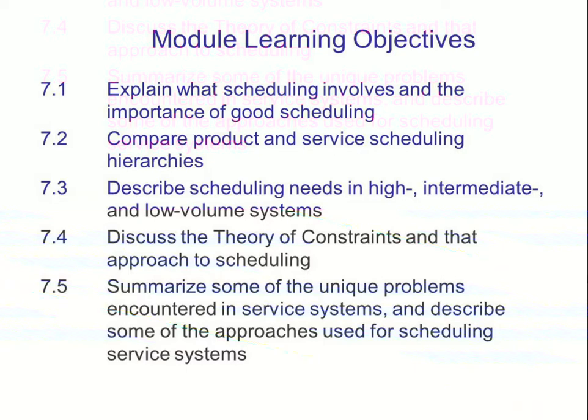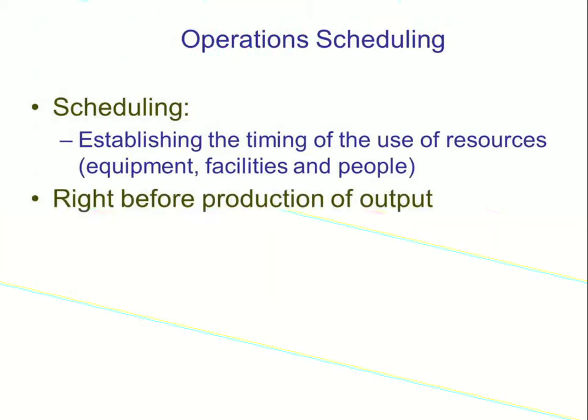So we'll start out with the manufacturing side and looking at some of the key issues, whether it's a high volume operation, intermediate, or low volume operation. And then we'll throw in the theory of constraints, which applies to both services and manufacturing, although it was developed out of a manufacturing context, and then a couple comments on services scheduling. So get our heads around exactly what this is.